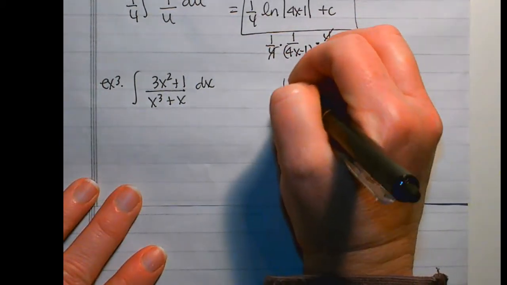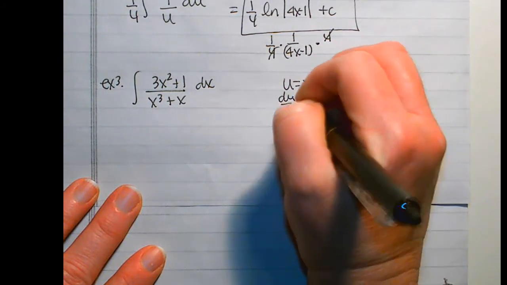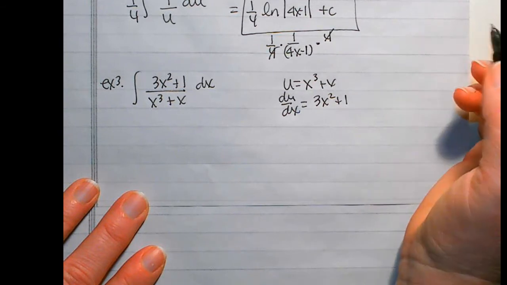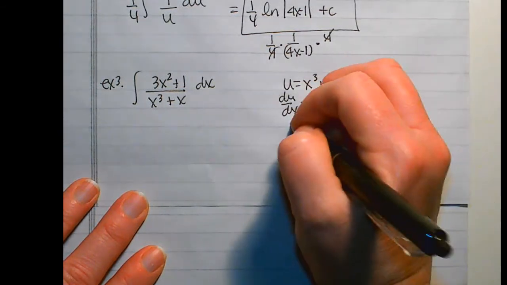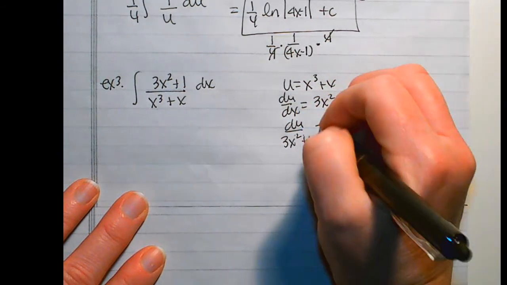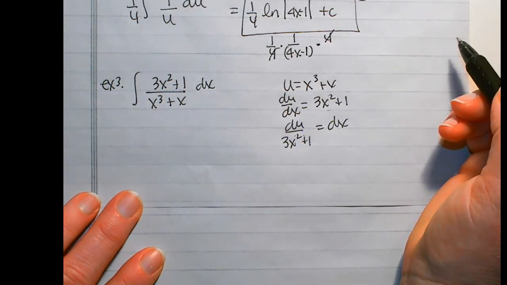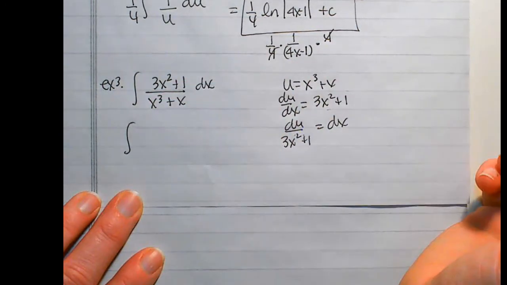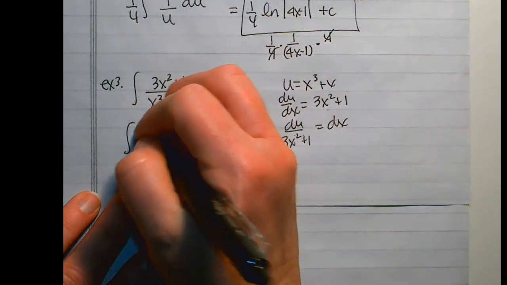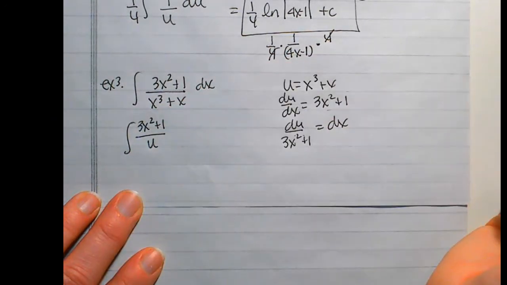So u equals x cubed plus x, du over dx, Charlotte's already said, is 3x squared plus 1. Rearrange it, it gives you du over 3x squared plus 1 equals dx. So this goes in the bottom, this goes in the top. And then you can say, okay, what happens? 3x squared plus 1, that's what I'm trying to get rid of by making the bottom u.